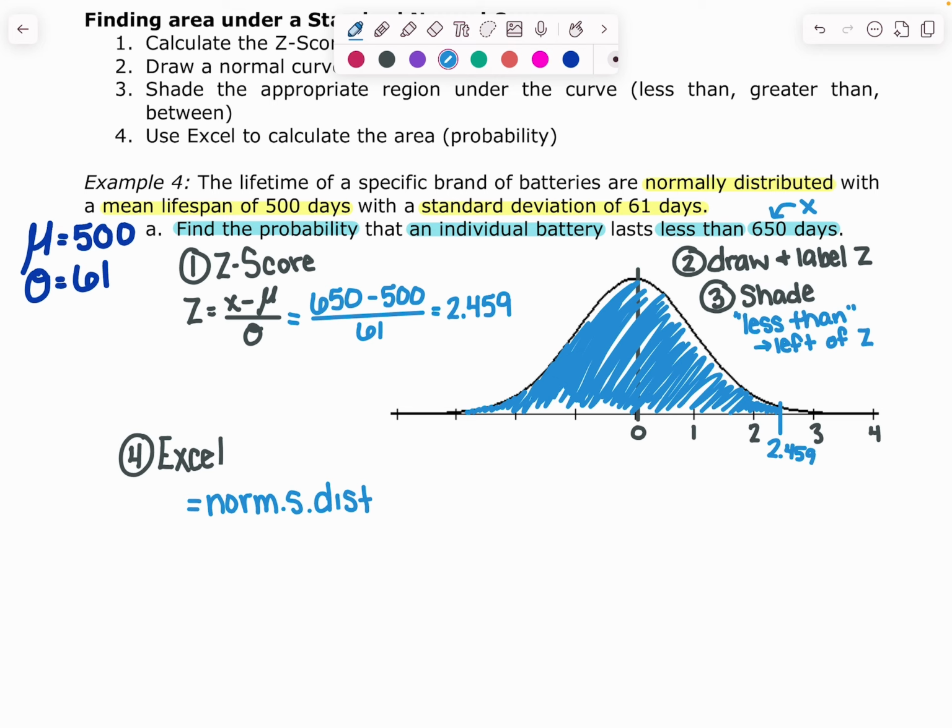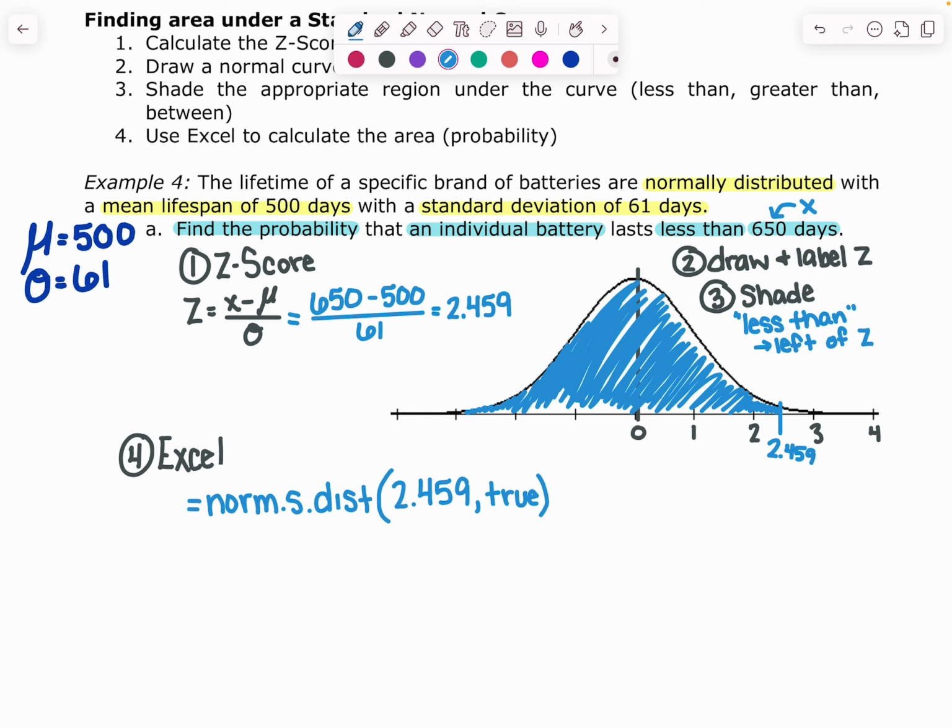Please calculate the area of the following. And I'm going to put in 2 things. I'm going to put in my z-score, 2.459, comma, true. And what the true does is it tells Excel, I want you to take the z-score, 2.459, and I want you to find everything to the left of it.